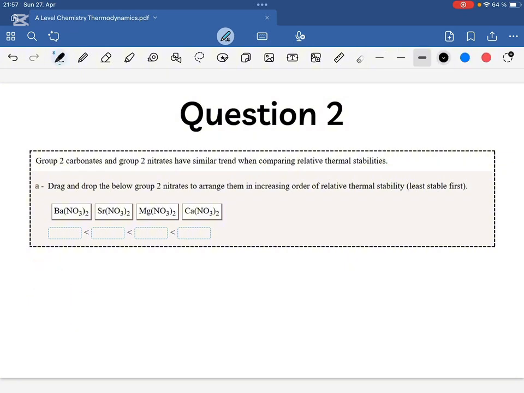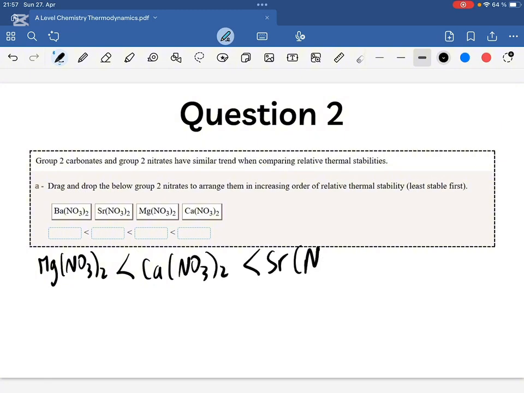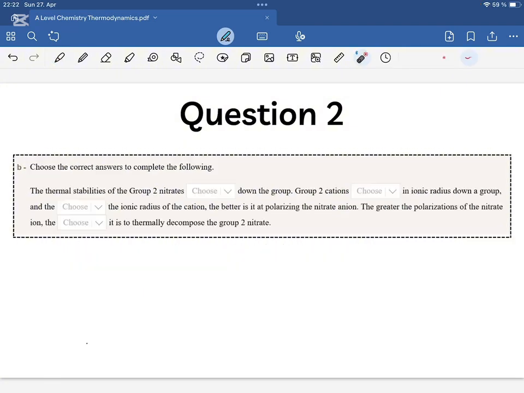So if you want to fill this, the first thing we need to put is magnesium nitrate. And then we have calcium, because calcium is below magnesium. And then we have strontium, so Sr(NO3)2. And then we have Ba, barium, which is going to be the most stable.